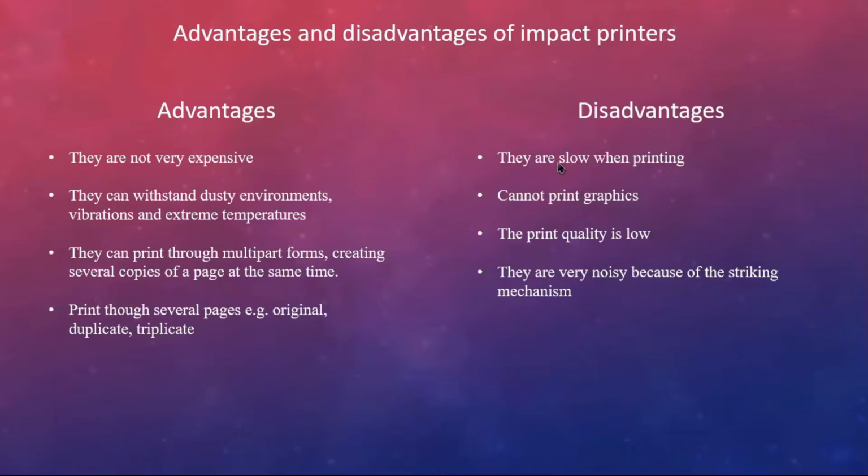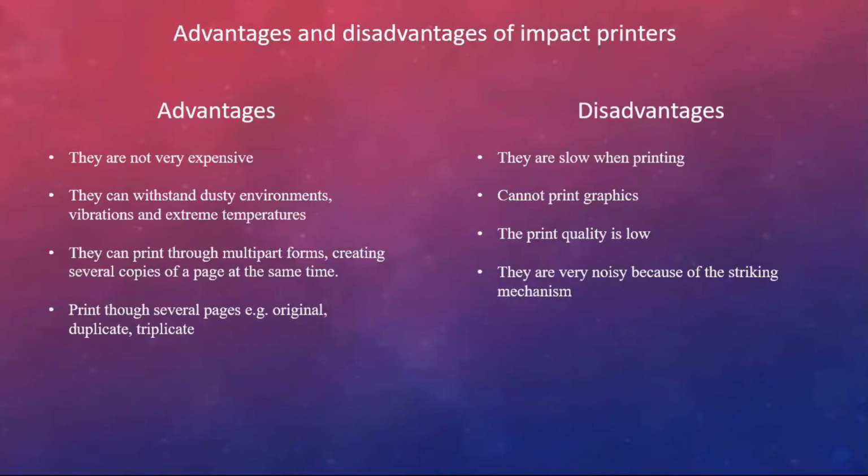Roman, we shall come to that. Everything about printers you will know. Then we say they can print through multi-part forms, creating several copies of a page at the same time. So you can print copies using the impact printers. You can print a duplicate or even a triplicate at the same time. That's an advantage. The disadvantage is that they are slow when printing. When we compare them to the printers we use nowadays, these ones are slow.